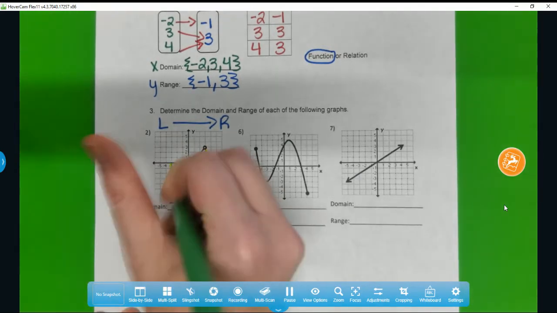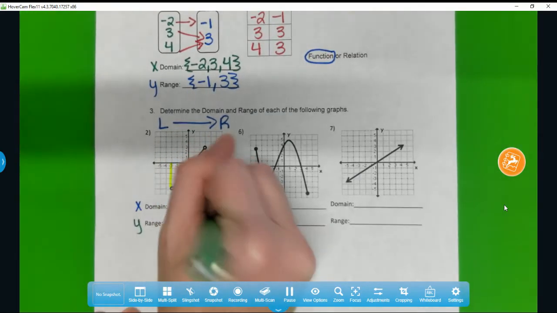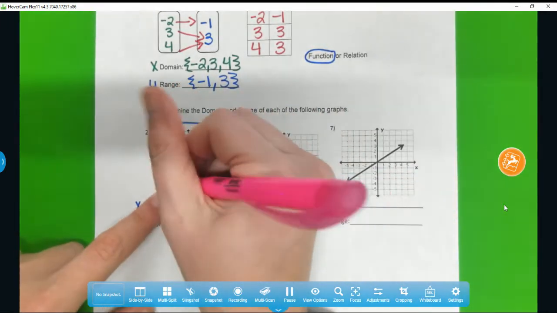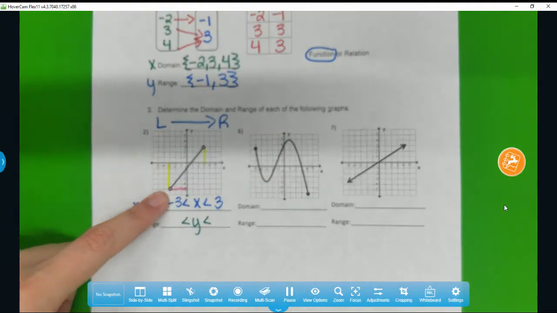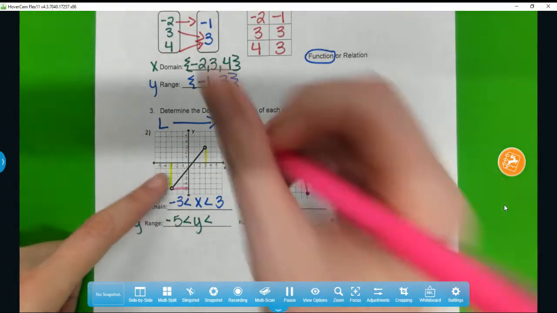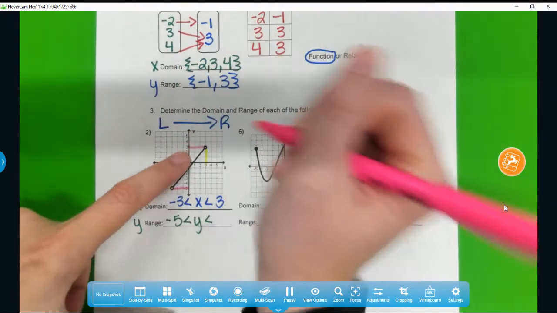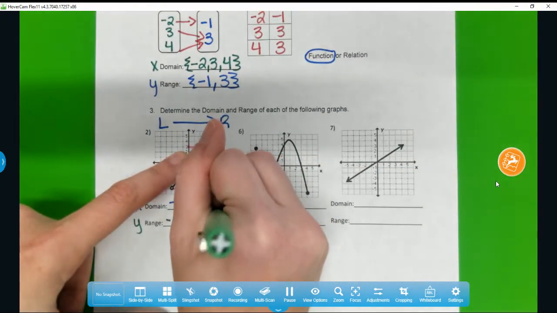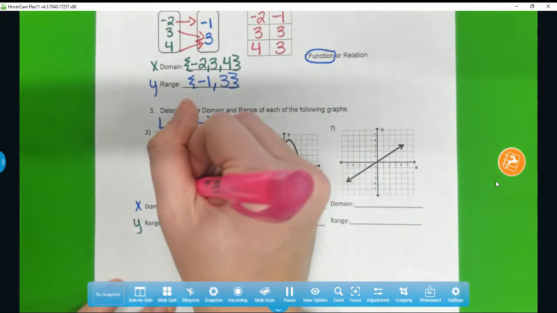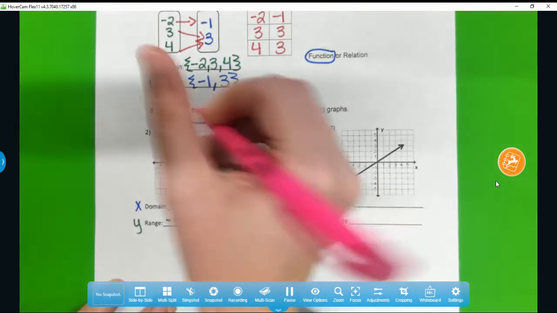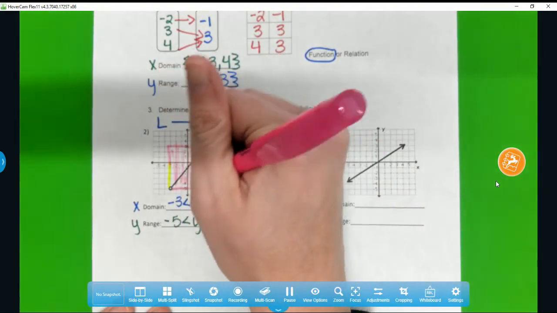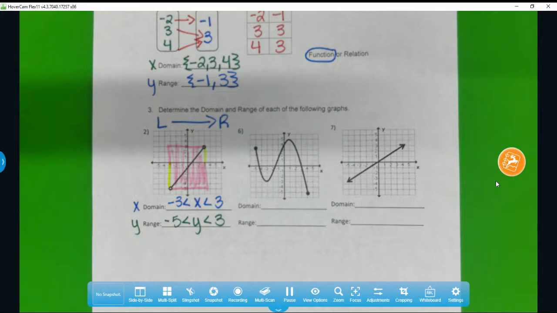Then we're going to do the range. So it's an open circle at -5. So -5, no line. Open circle at 3. So 3 and no line. If I were to box this completely and shade, the whole graph would be covered, which is what you want.